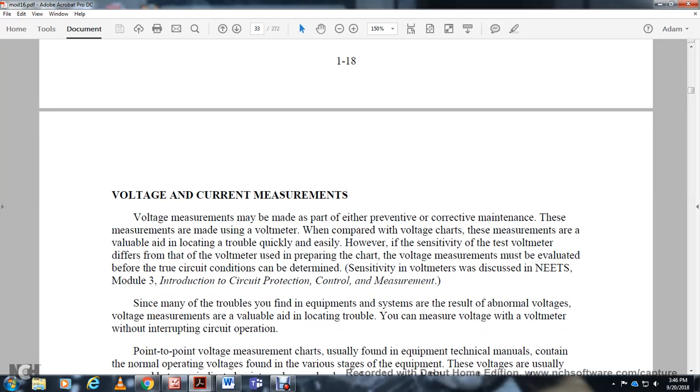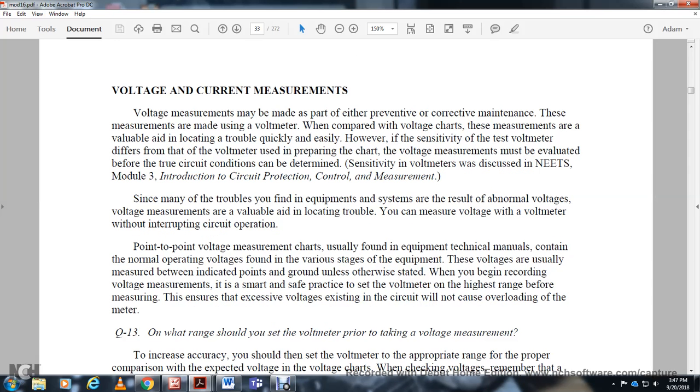Many troubles in equipment systems are found as a result of abnormal voltage. Voltage measurements for locating trouble should be made without interpreting the circuit operation. Point-to-point voltage charts are usually found in the equipment technical manual, with the normal operating voltage for the various states of the equipment, usually measured between the indicated point and ground. Record the voltage reading. Set the voltmeter to a high range before measuring, and ensure the voltage existing in the circuit will not cause overloading of the meter.